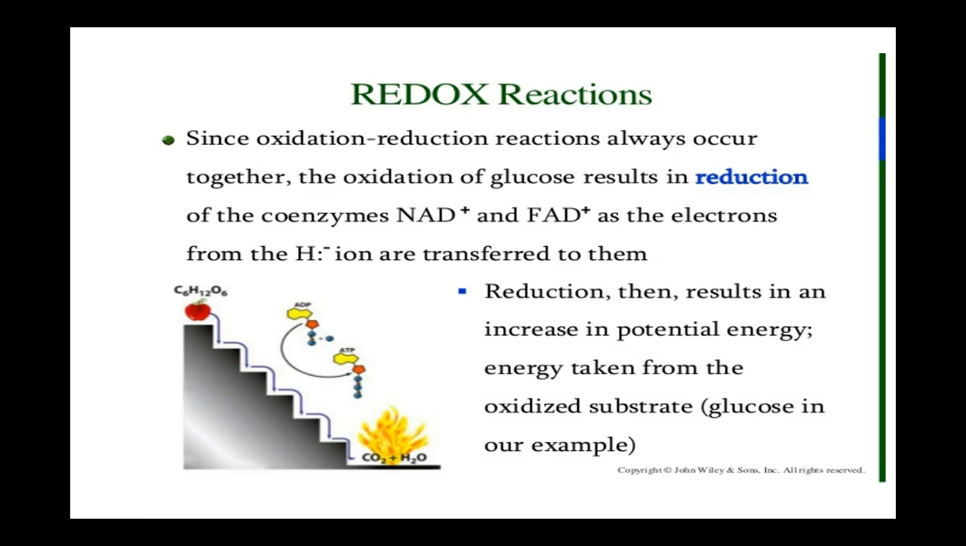It then results in increased potential energy in these two coenzymes or cofactors, and then energy is taken from the oxidized substrate, glucose in this example. So glucose is the oxidized one, and the coenzymes are the reduced ones. You really don't have to follow that, but you do need to know that these coenzymes, NAD and FAD, are the electron acceptors. Without those, this whole process would not go on, and without glucose.